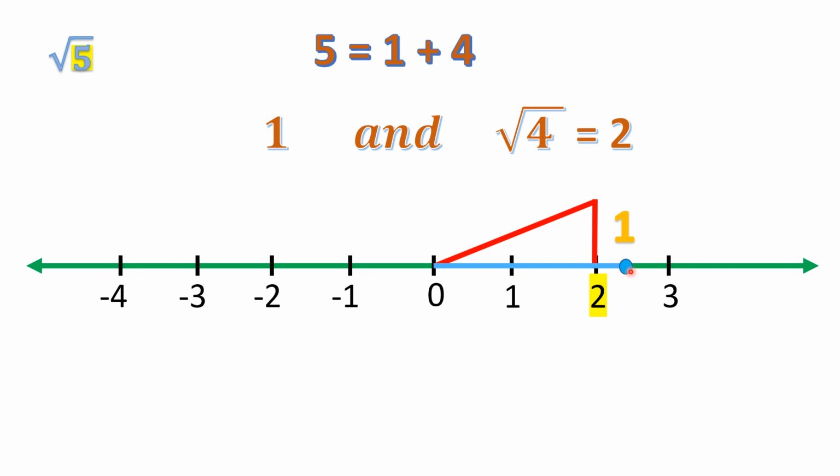You can see that the steps remain the same and only the number changes. So you can find root 7, root 9, root 6, root 3, any number on the number line, and represent it. So please try out one or two numbers by yourself also, okay?